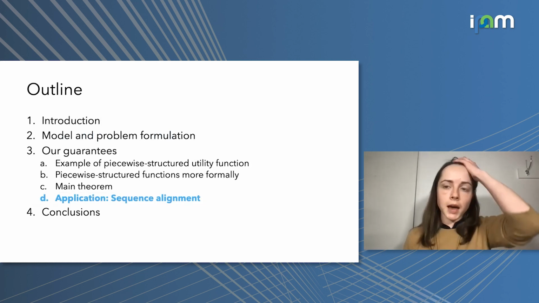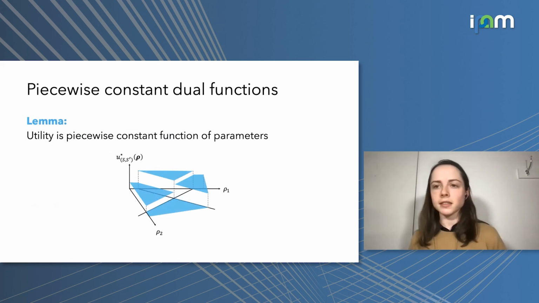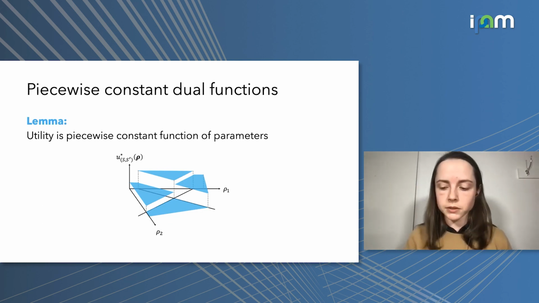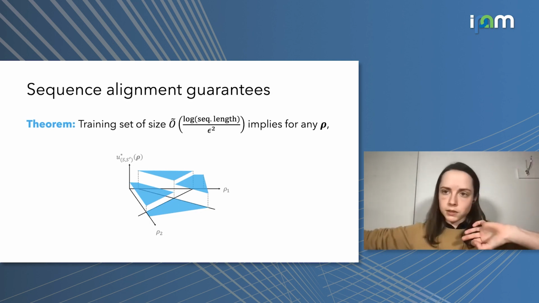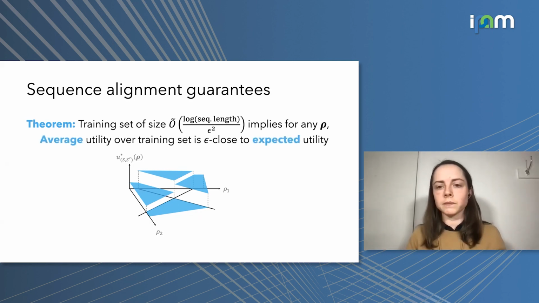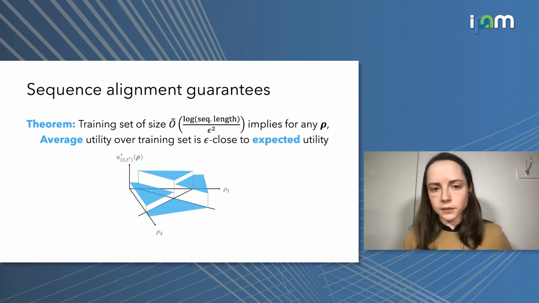And so now let me give you an application of our main theorem to sequence alignment. Let's remember that lemma I mentioned earlier in the talk, which is that this algorithm's utility, the distance between the ground truth alignment and the alignment the algorithm outputs, is a piecewise constant function of its parameters. Just plugging in what we know about this function into the main theorem from the previous slide, we can show that if you have a training set of size log of the maximum length of these sequences divided by epsilon squared, you'll get that with high probability for any choice of this parameter setting, average utility over the training set will be epsilon close to expected or future utility.